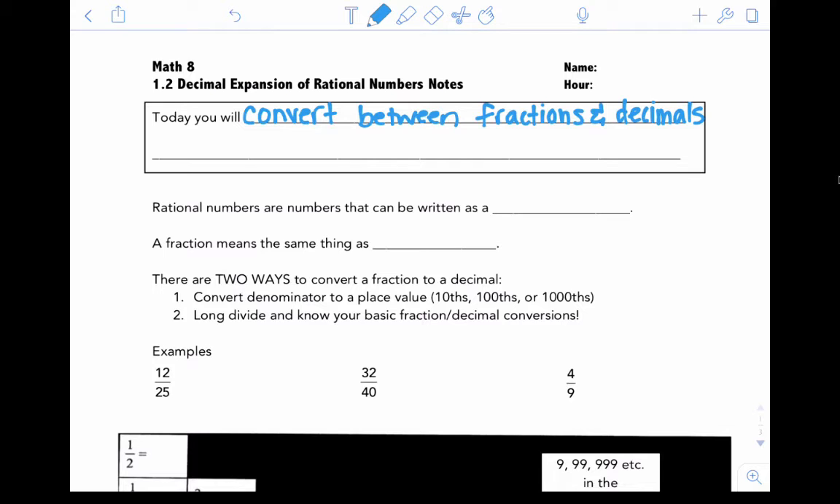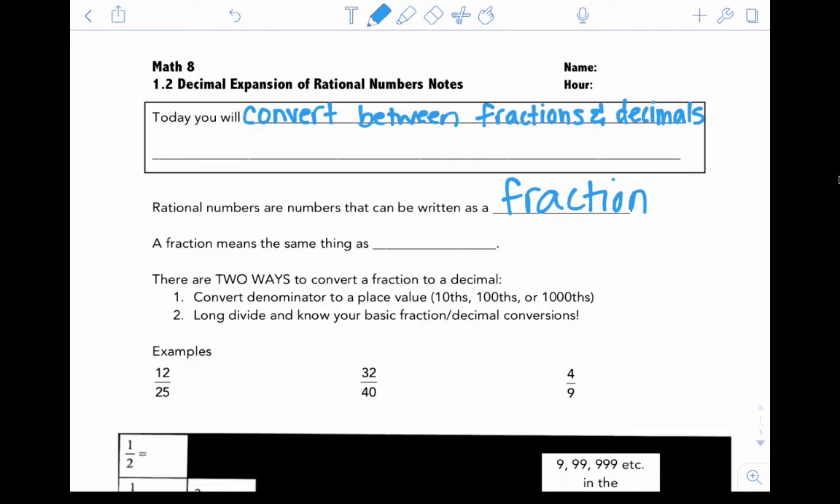So recall from section 1.1, rational numbers are any number that can be written as a fraction. So if a number can be written as a fraction, it's rational. So that would be any of those decimals that terminate or end, any decimal that repeats, any fraction, any whole number, or percent.